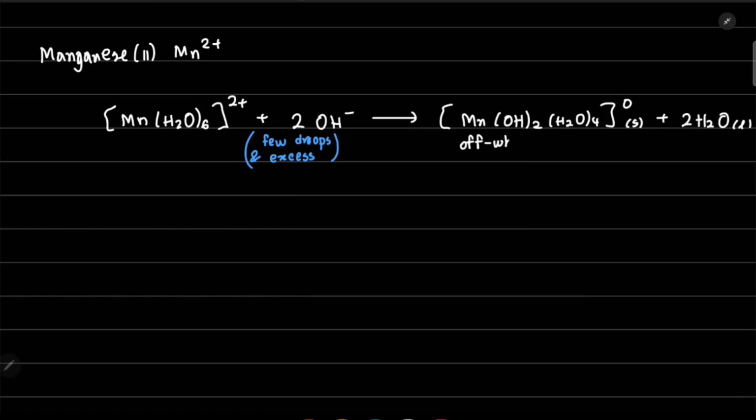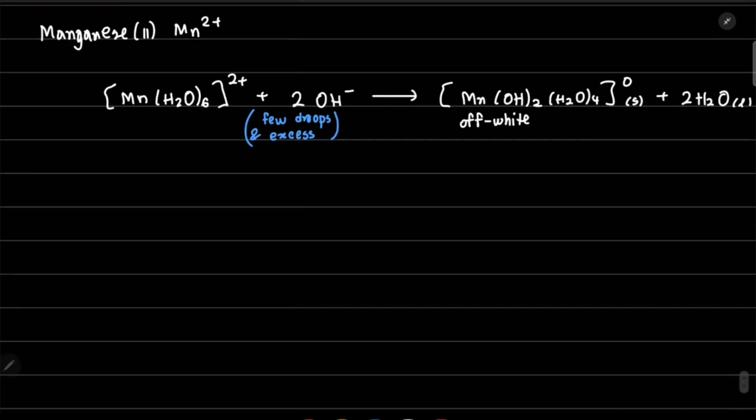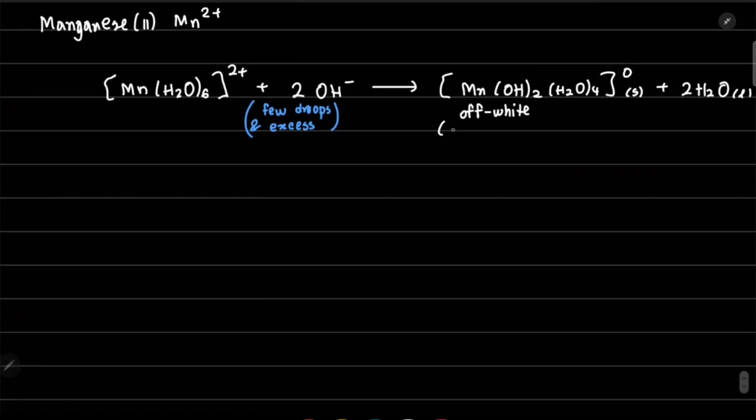So the precipitate is off-white in color, and there's an interesting property about it that we might have to remember, and that is that it darkens. If it's kept standing in air, it will turn gray. So it darkens gradually if we keep it in open air. The next one will be iron 2. We'll learn about 2 ions of iron. One is iron 2, the other is iron 3.